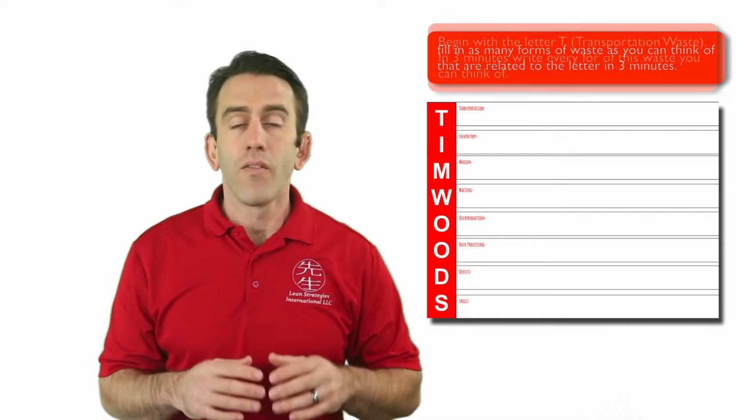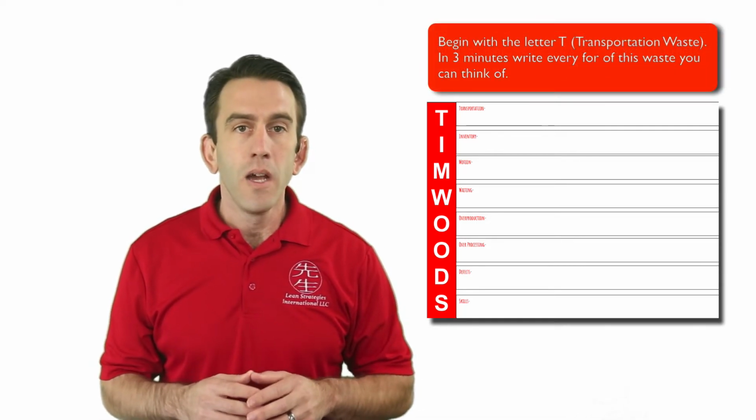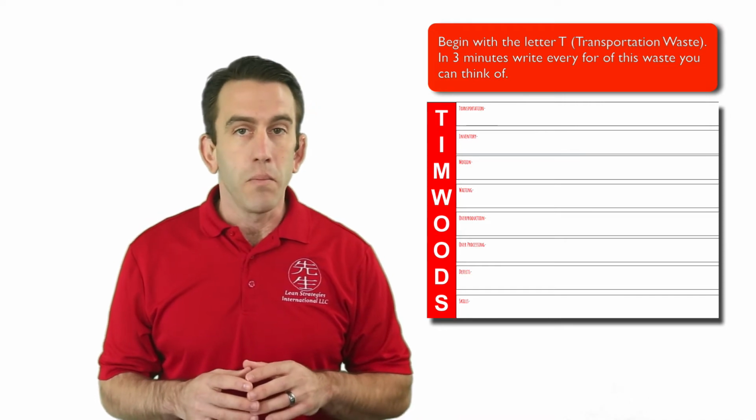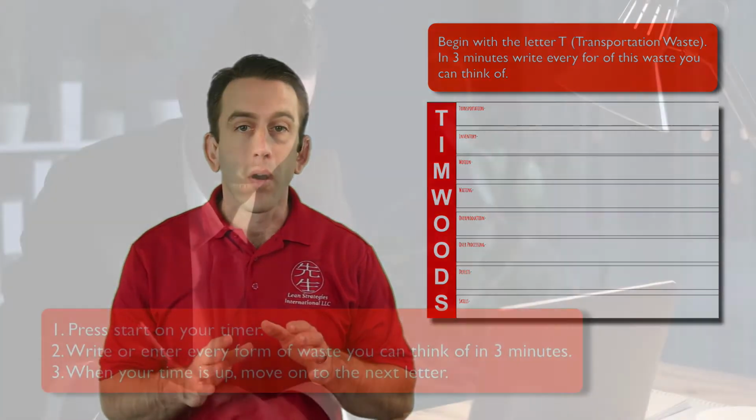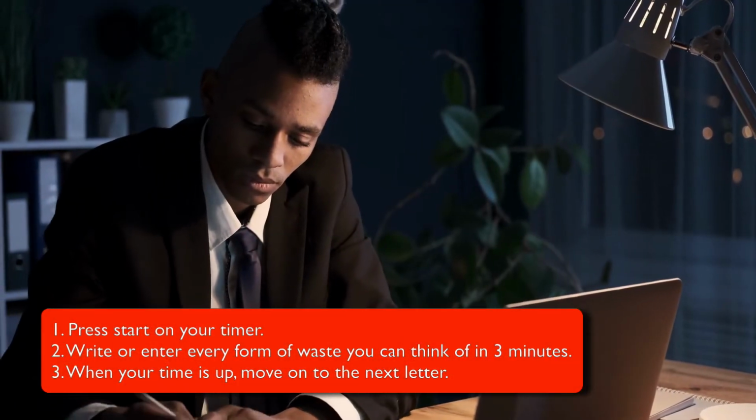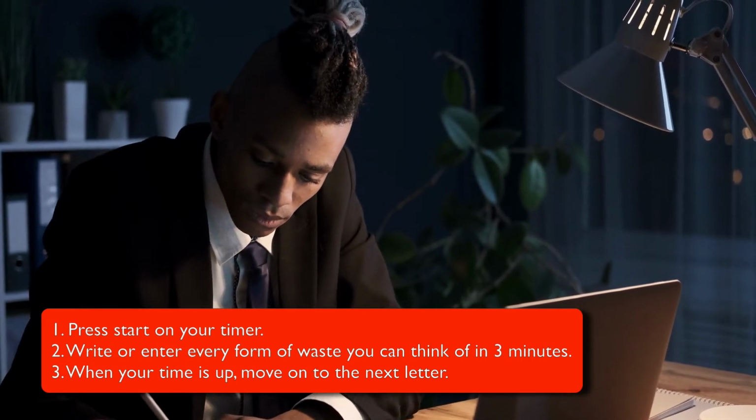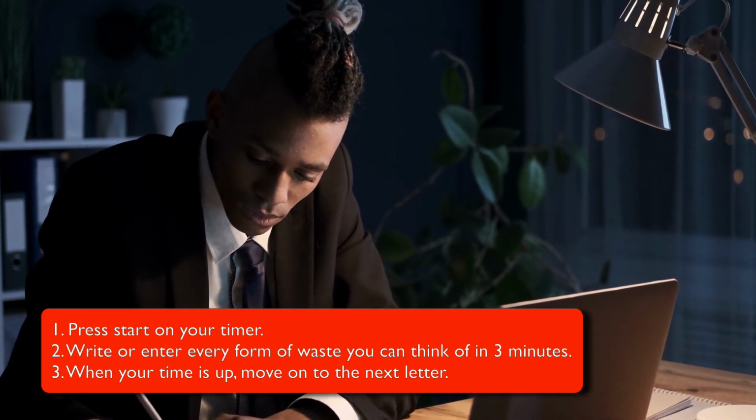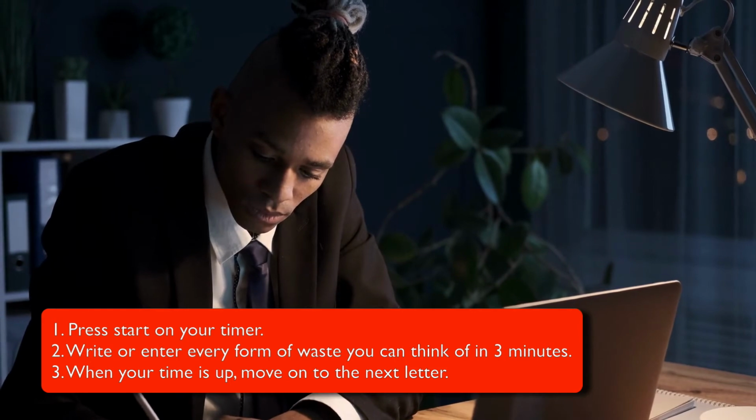Start with T for transportation waste. Press start on the timer and begin writing every form of transportation waste you have seen or experienced. When the timer stops, begin the next form of waste. The activity will take you about 1 hour in total.